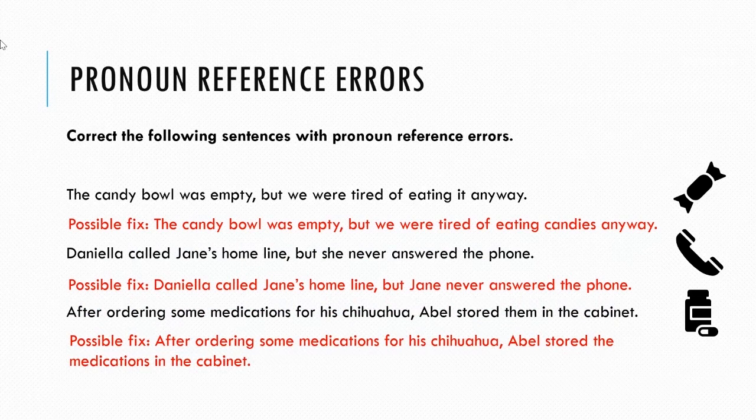You're ordering some medications for his chihuahua. Abel stored them in the cabinet. In this example, we can clarify that them is referring to the medications, not the chihuahua.